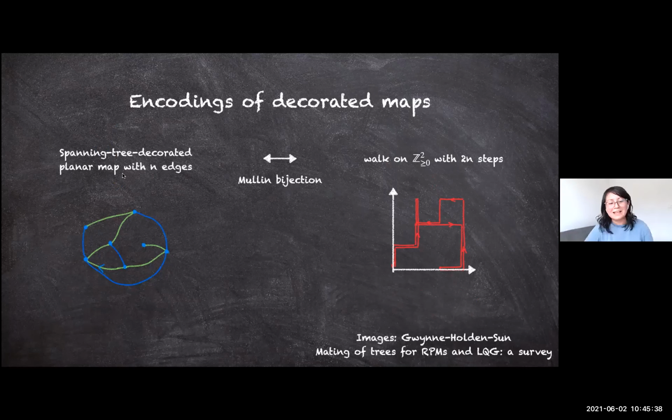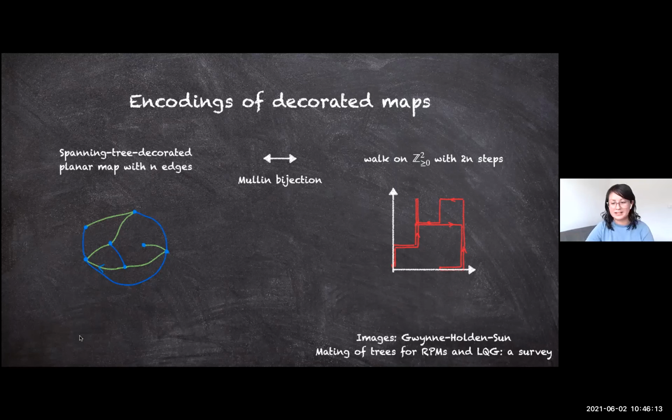In other models in statistical mechanics, we take these probabilities proportional to the corresponding partition function. But in this case, the partition function is simple. It's just the number of spanning trees associated to this planar map. And we have a bijection with a walk in the positive quadrant. For a planar map with n edges, we have a walk of 2n steps.